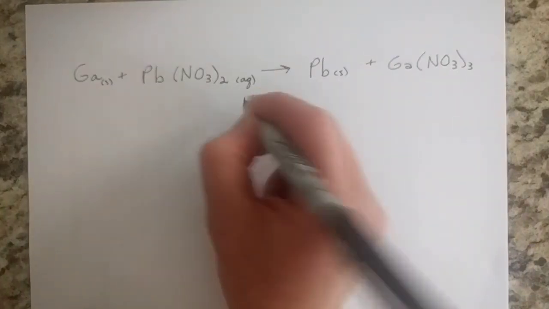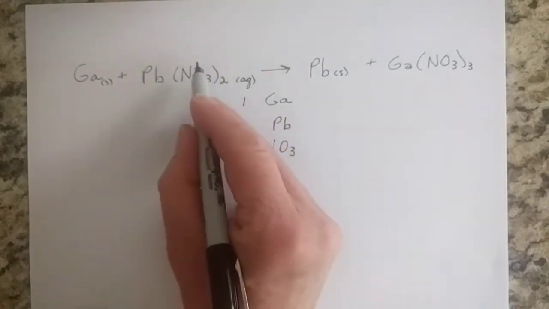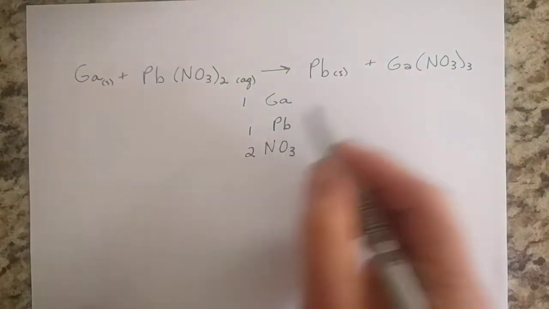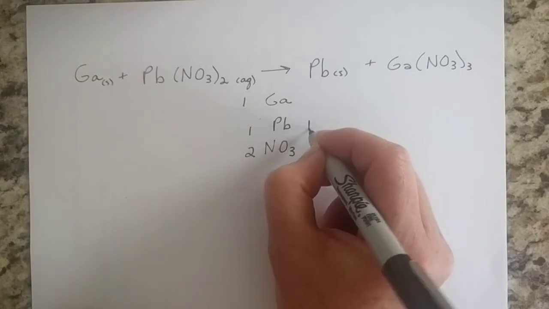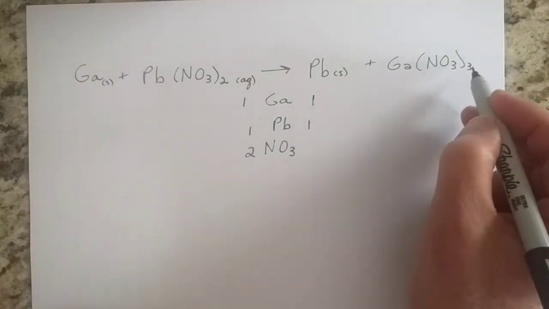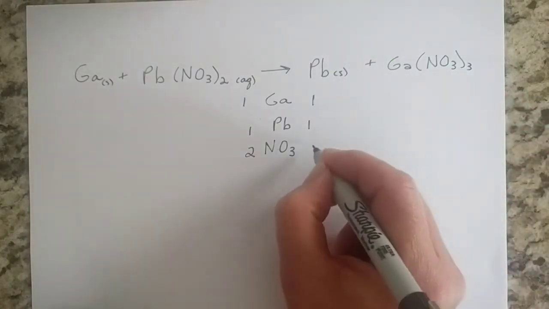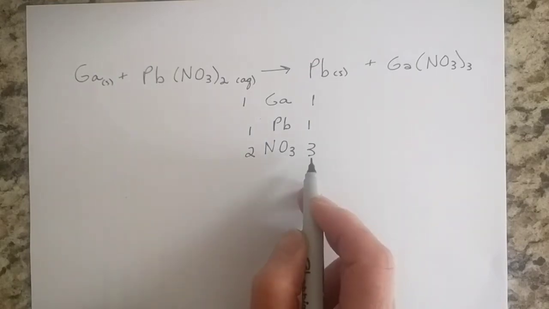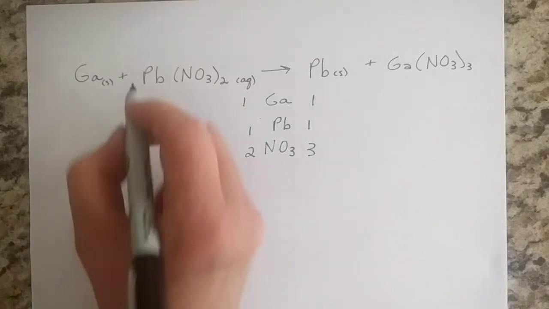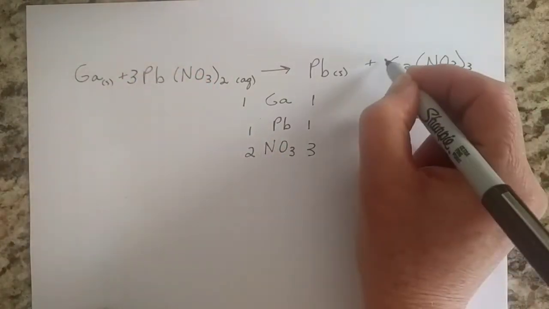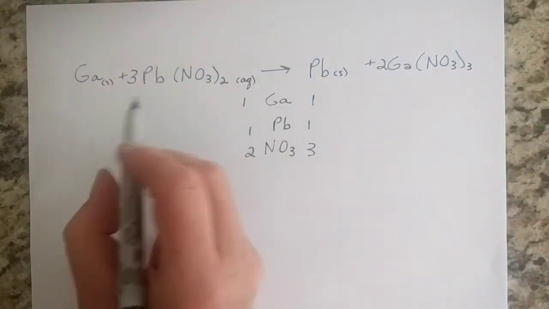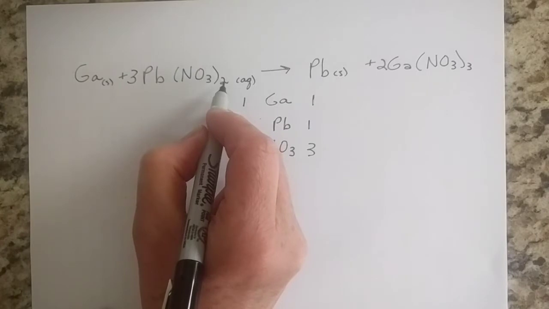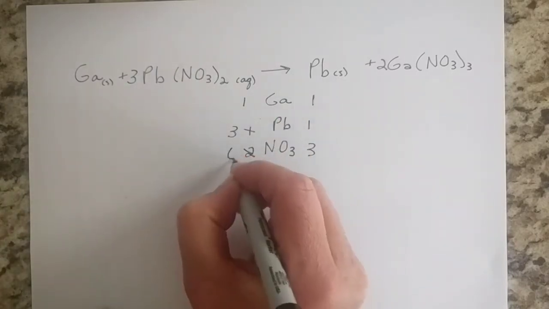So we have 1 gallium, 1 lead, and we have 2 NO3 groups on the left side, the reactant side of the equation. On the product side of the equation, we have 1 lead atom, 1 gallium atom, and we have 3 of these nitrate groups. So the gallium and the lead are okay. Now we have this 2-3 situation. So remember, we're going to cross over and put 3 here and 2 here. And then we go back and change all of our atom counts. So now we have 3 lead on this side, and 3 times 2, 6 nitrate groups on this side.